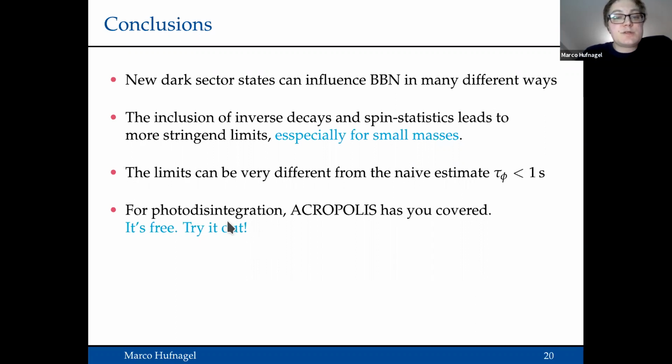And then finally, I also showed you ACROPOLIS. If you ever want to do photo disintegration in any of your projects, then this code essentially has you covered, and it's free. So just download it, try it out. Right now we're actually making a lot of changes, so the code is always improving. The manual that you find on arXiv might not always be the most recent version. So if you have a more recent code than version 1.1, currently, maybe go to GitHub and take the manual from there, and then you already have the most recent manual. So if you ever need to, just download it.